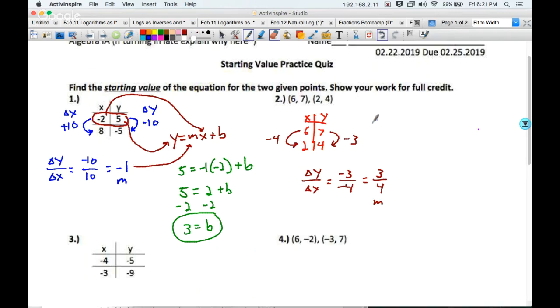Now I can pick either of these points to plug in. I'm going to pick that top one. Now I'm going to pick the bottom one. It's got smaller numbers. Plug it in to y equals mx plus b. So the 4 goes in for the y. The 3/4 goes in for the m.